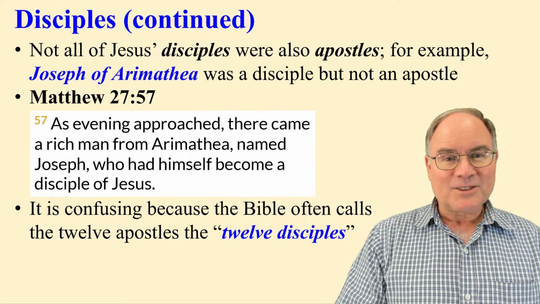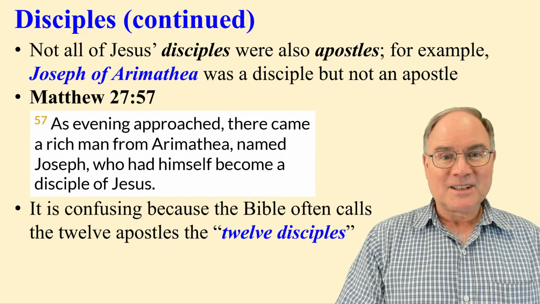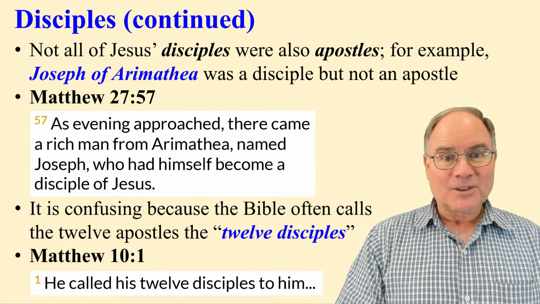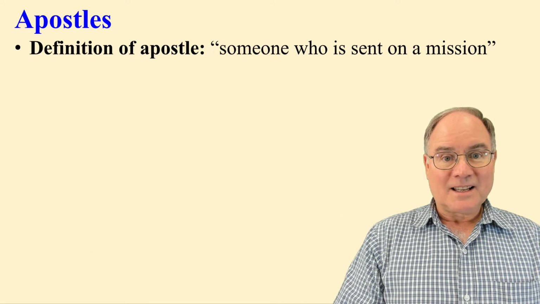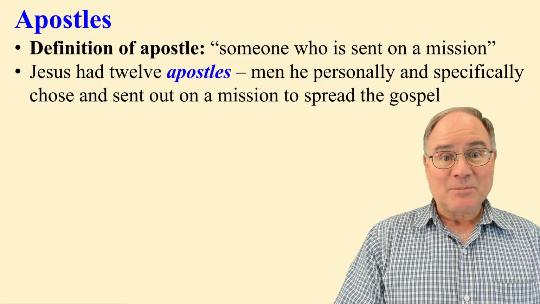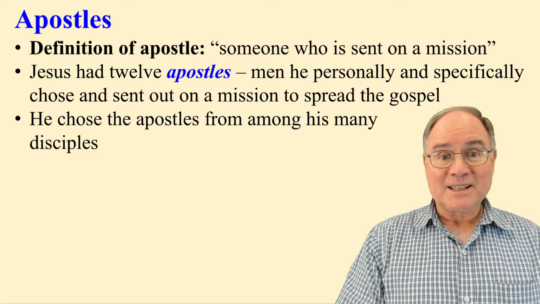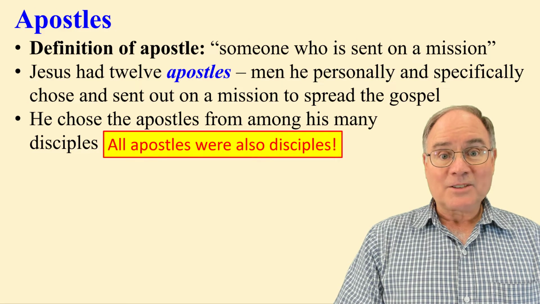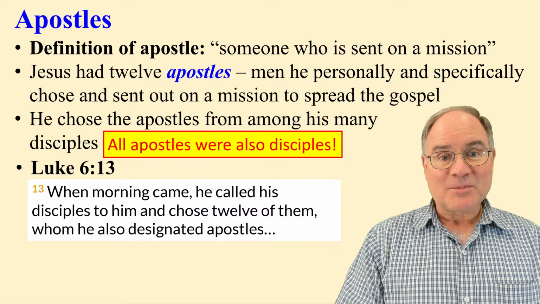It's even more confusing because the Bible often calls the 12 apostles the 12 disciples. Like in Matthew 10, he called the 12 disciples to him. The dictionary defines apostle as someone who is sent on a mission. Jesus' 12 apostles were men that he personally chose and sent out on a mission to spread the gospel. He chose these apostles from his many disciples. All apostles were also disciples. Luke tells us that Jesus called his disciples and chose 12 of them as apostles.